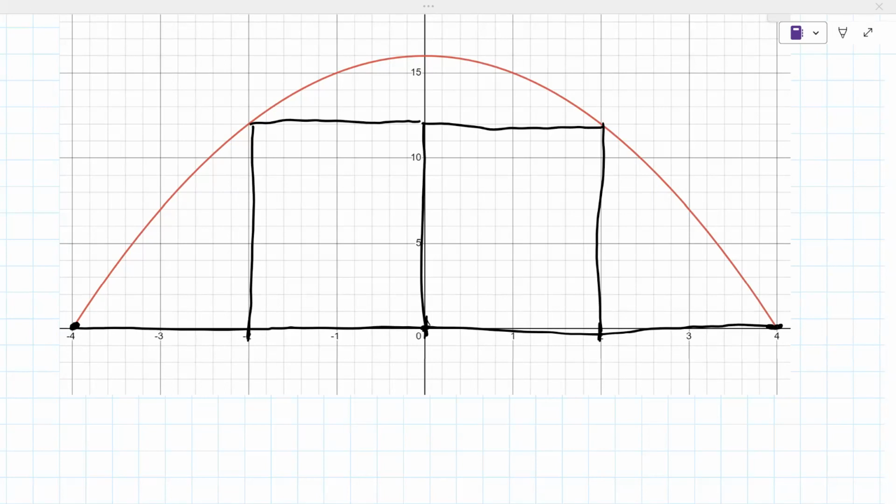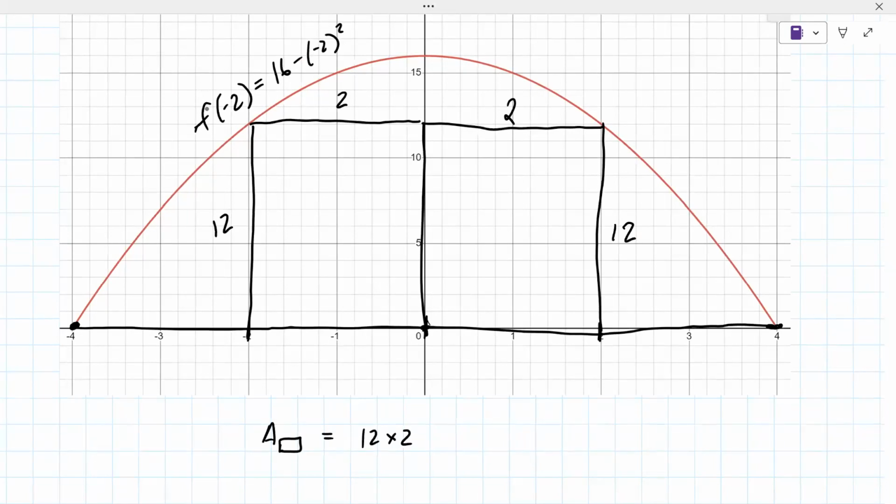So to get the height of the rectangle, you have to evaluate the function at -2. You have to figure out what is f of -2, which means 16 minus -2 squared, which is 12. So this is a height of 12, a width of 2, a height of 12, width of 2. So your area of each rectangle is 12 times 2 plus 12 times 2, so 48.